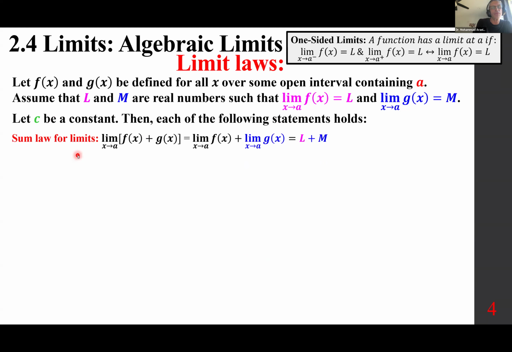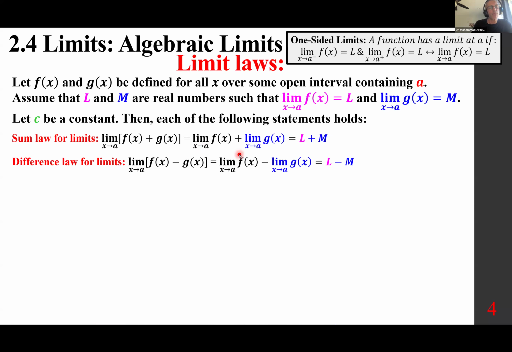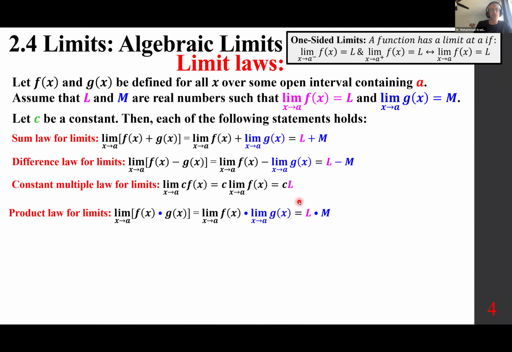Sum law for limits. The limit of f of x plus g of x as x approaches a equals the limit of f of x as x approaches a plus the limit of g of x as x approaches a. In other words, L plus M. In short, the limit of the sum equals the sum of the limits. Difference law for limits. The limit of the difference is the difference of the limits, L minus M. Constant multiple law. If you're taking the limit of c times f of x as x approaches a, you can take the c out, so c times L. Product law for limits. The limit of the product is the product of the limits, L times M.